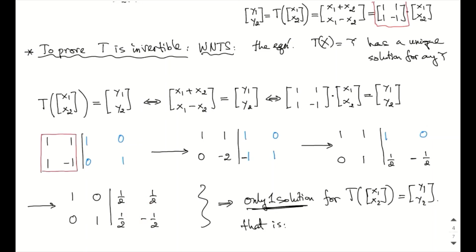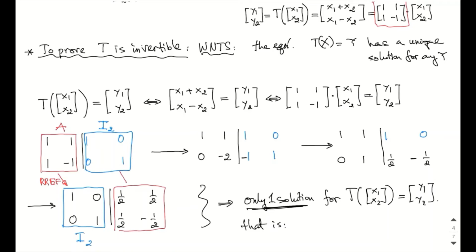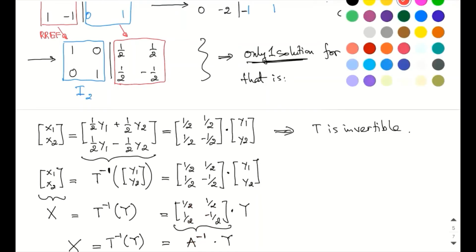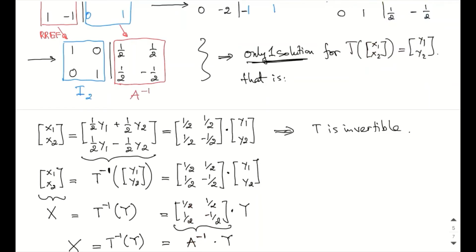This guy is in fact the matrix A that represents the T. This guy is in fact the identity matrix that is of the same size as A, the 2 by 2 identity matrix. Now you do the transformation. At the end, what you get is that the A has been transformed into the identity matrix. And on the right, the I2 has been transformed into the inverse of A. So this is the inverse of the matrix A.